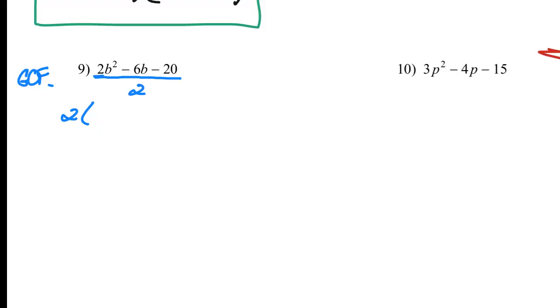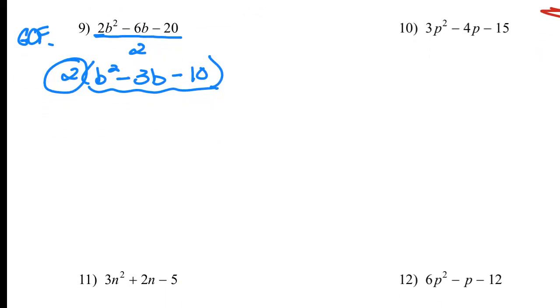What do I have left? b squared minus 6 divided by 2 is 3b, minus 20 divided by 2 is 10. So this is your new trinomial. But we have to remember to put that 2 back at the end. So I have a trinomial. I already looked for the greatest common factor, so I do the X factor.